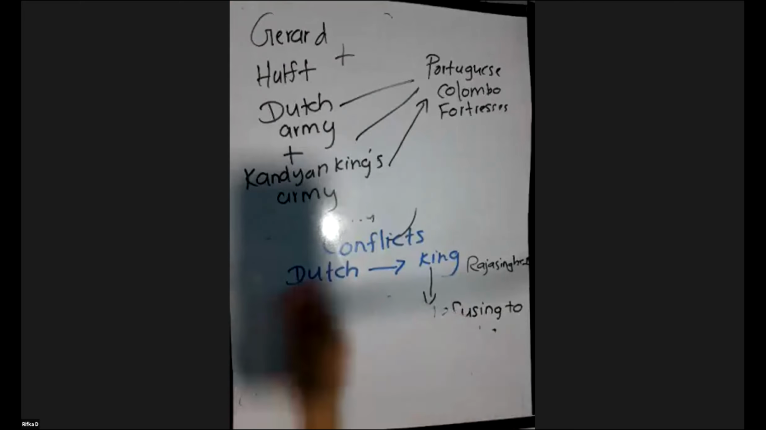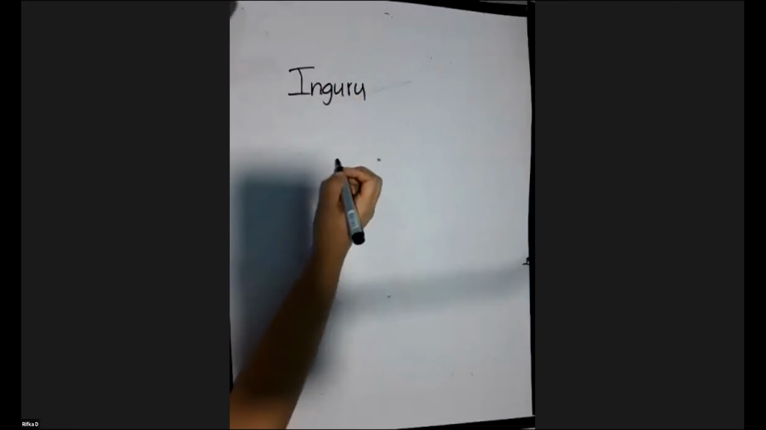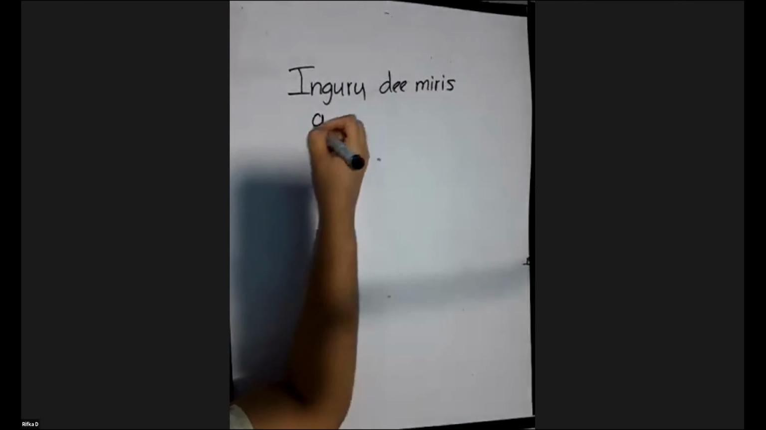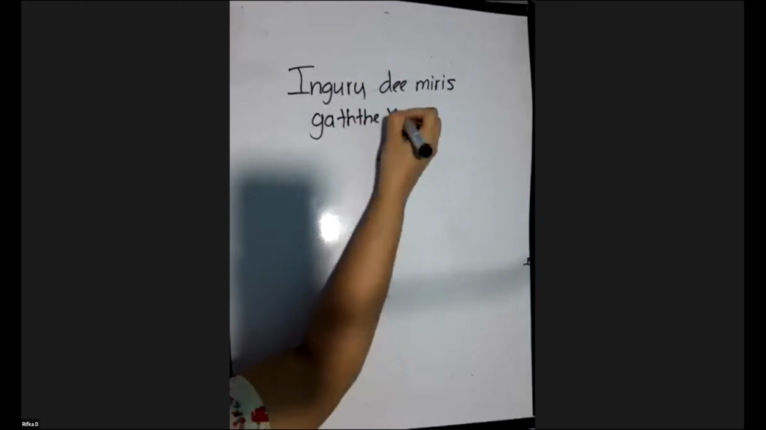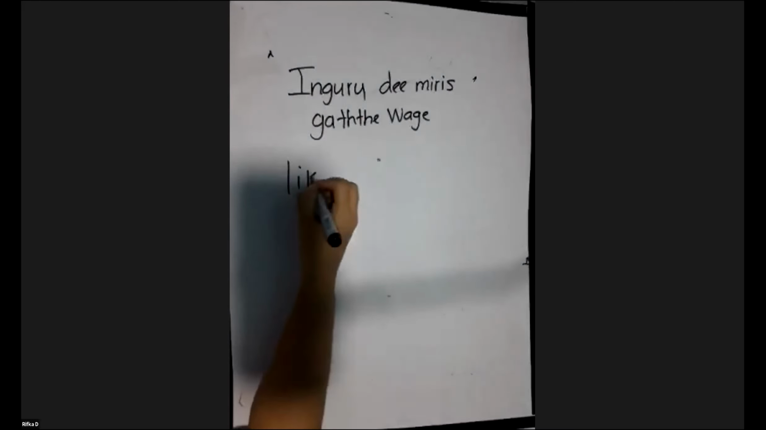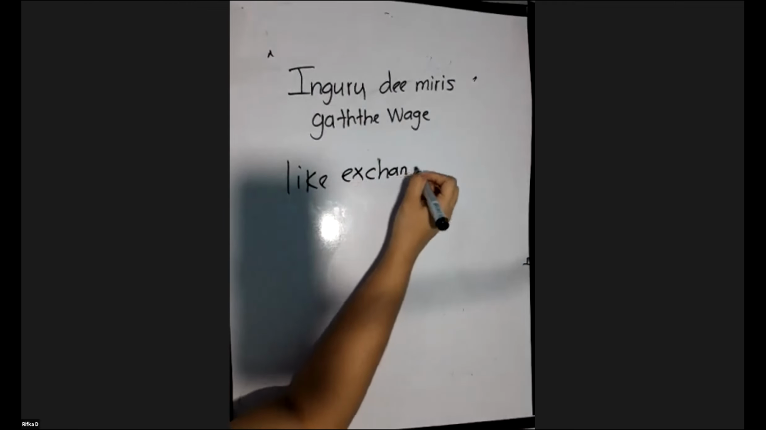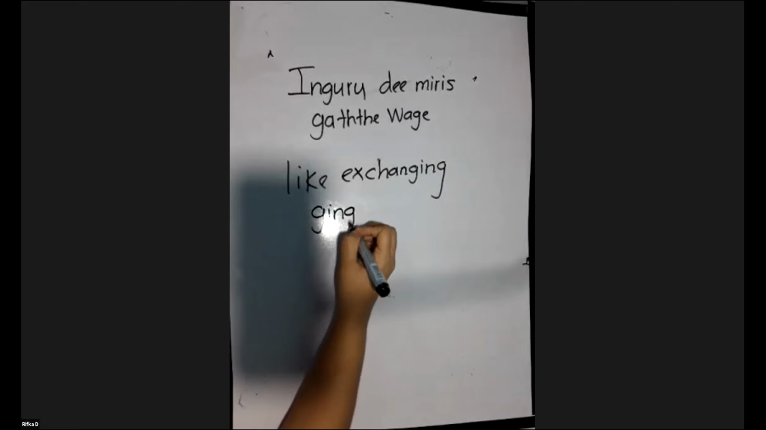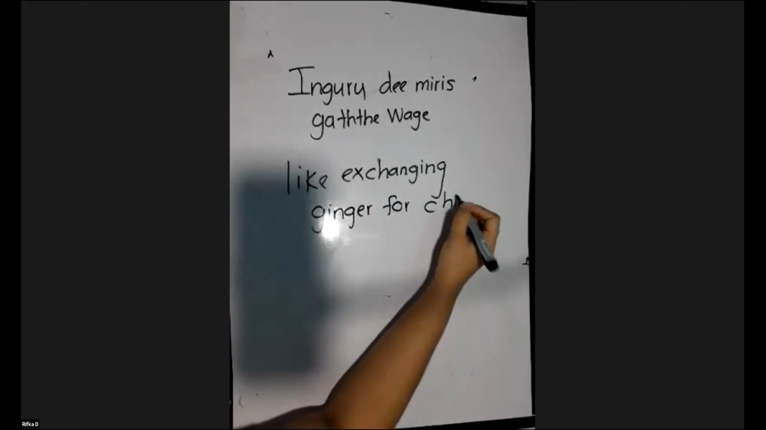Because of this, a Sinhala proverb was created. What is that Sinhala proverb? Inguru Deela Miris Gatta Vage. That means what? Exchanging. Like exchanging ginger for chili.